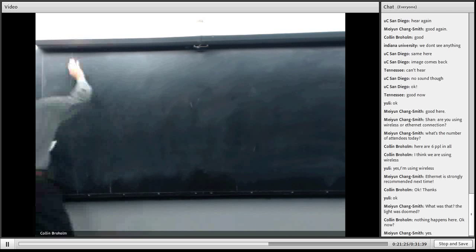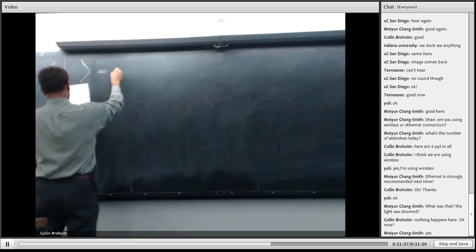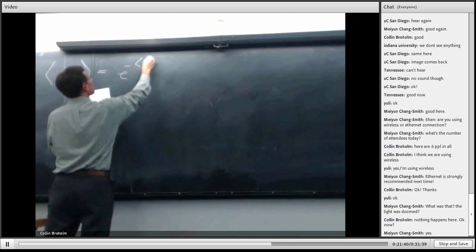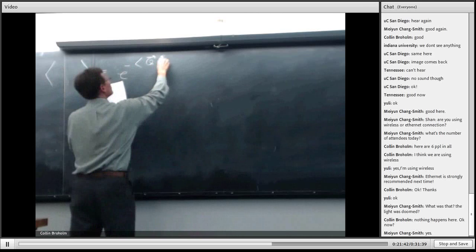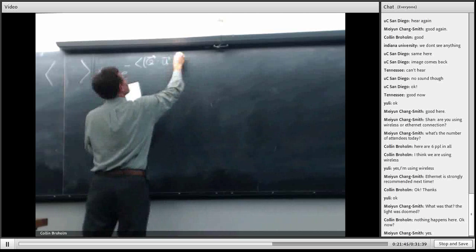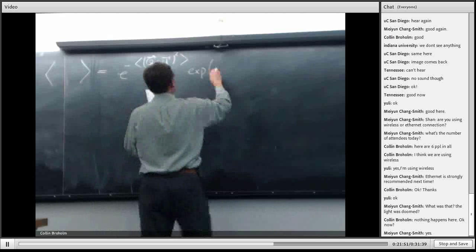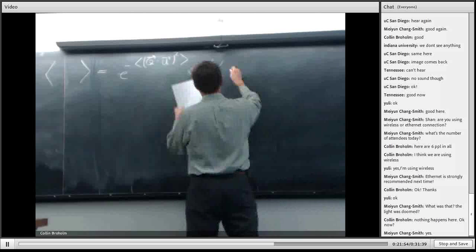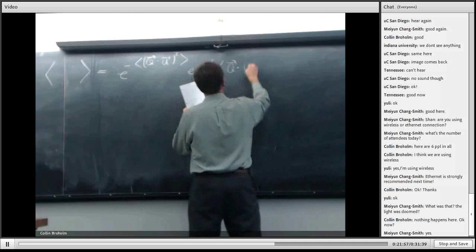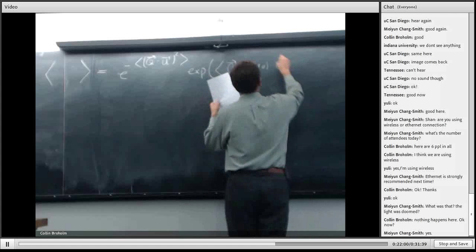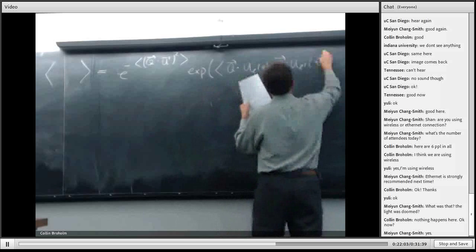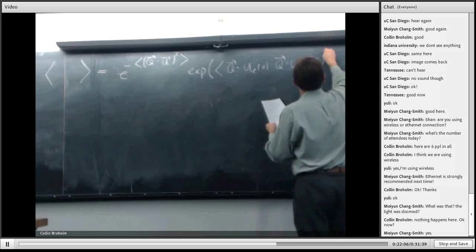So I'm going to just write that result out. This thermal expectation value that I was talking about, this two-point correlation function, can be written as follows: e to the minus the thermal expectation value of (q dot u) squared, and then exp of the thermal expectation value of q dot u_l(0) times q dot u_l'(t).